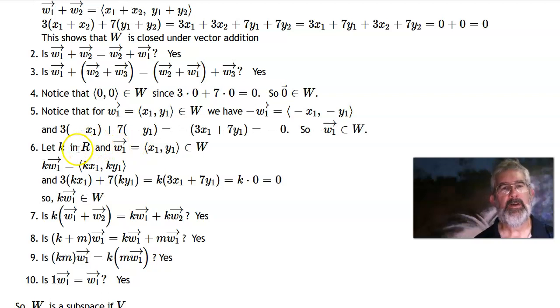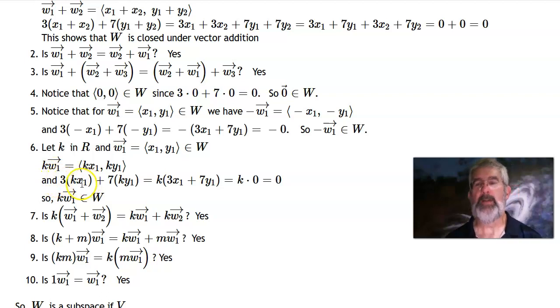Number 6 is closure of scalar multiplication. So pick any scalar k in the real numbers, any number here, and W1 in the set W. And I want to see is k times W1 in the set W. How do you show something's in the set W? Well, you go walk up to the door and see if the bouncer throws you out, right? What's the bouncer going to check? The bouncer's going to check to see if 3 times your x coordinate plus 7 times your y coordinate is equal to 0? So 3 times this x coordinate plus 7 times that y coordinate.